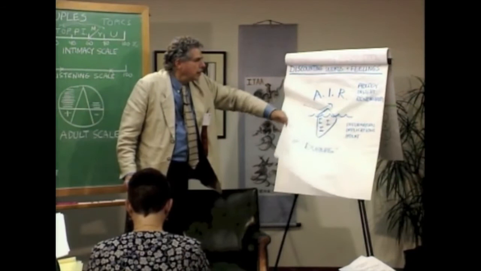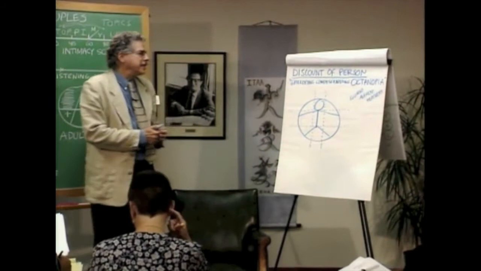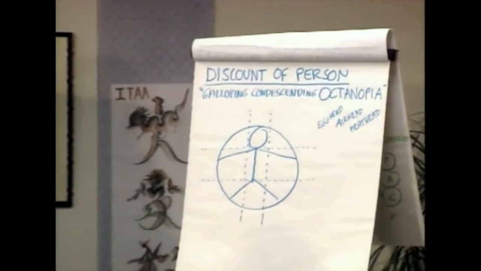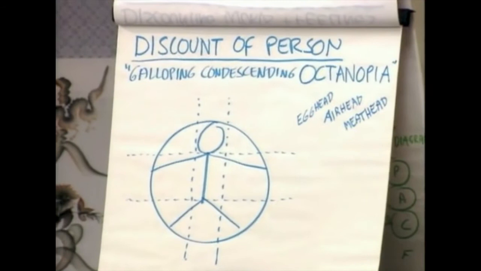Okay. Next, with this grand title, this is a discount of person. On this one, you don't listen to a person if you're discounting their essence of who they really are. You're only thinking of them as a partial person, attributing less of themselves than is there.